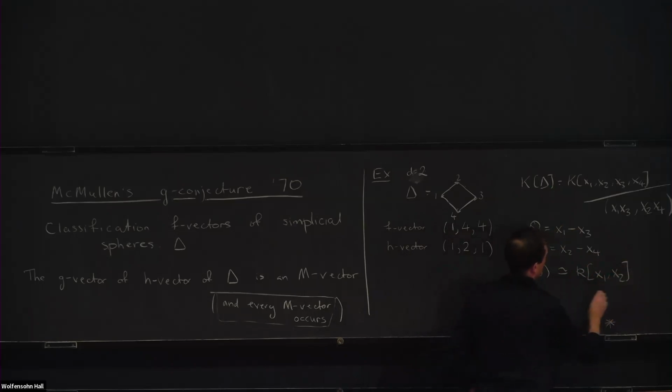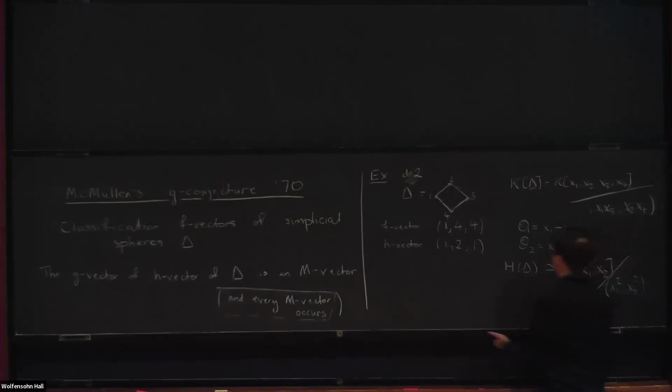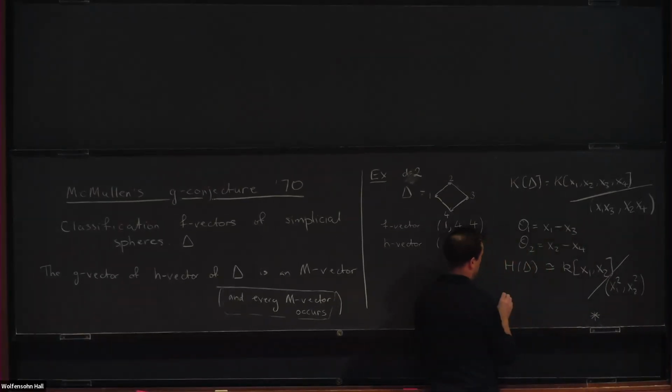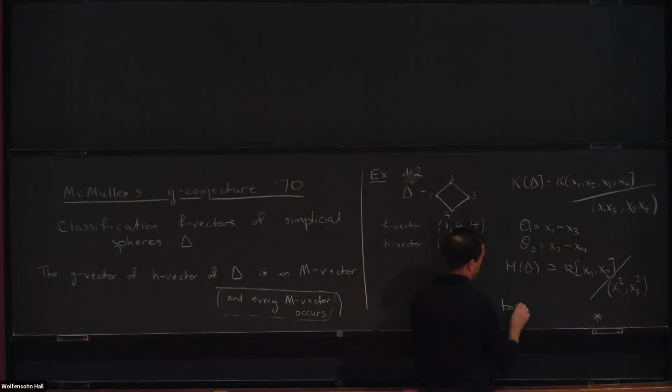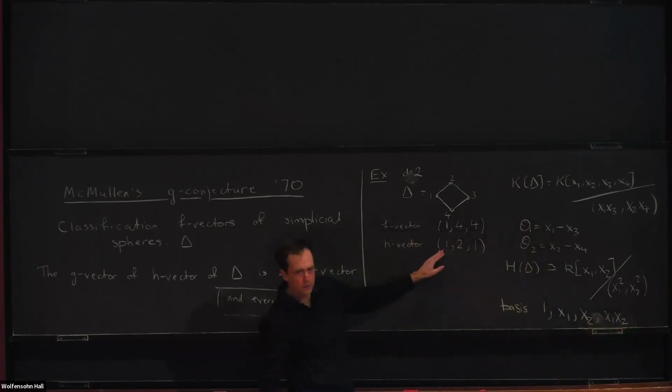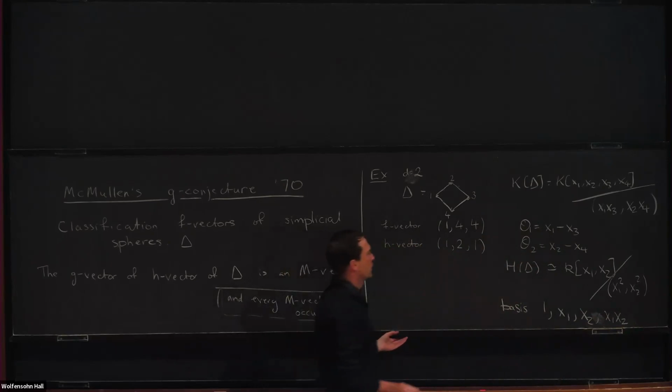x1, x2. And then these relations become just x1 squared, x2 squared. Okay, which is finite dimensional. And it has a basis 1, x1, x2, x1 x2. Okay, so the Hilbert series of this is this vector here.